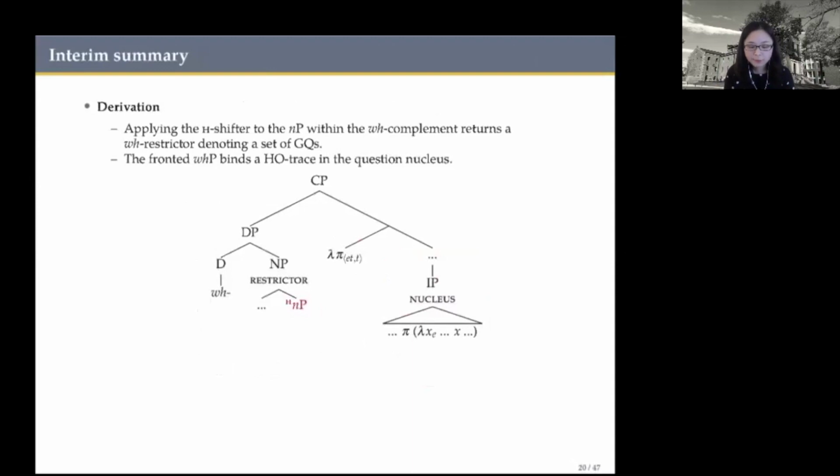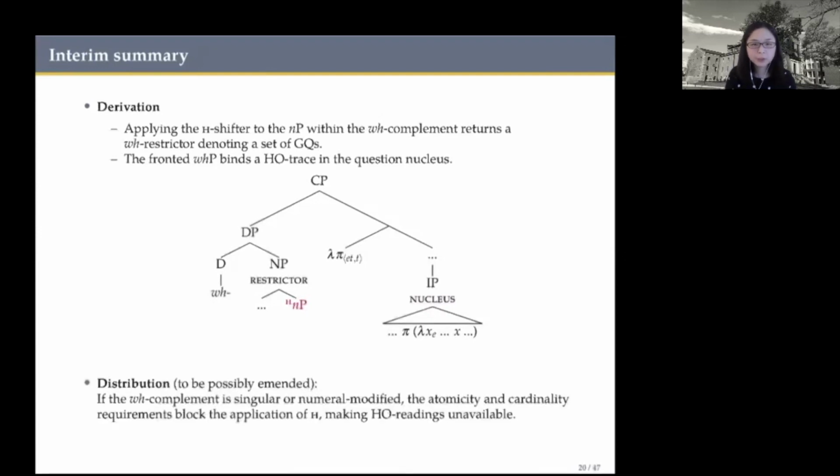So, summary for part B. The derivation says applying the edge shifter to the small np within Davidge complement returns a Davidge restrictor denoting set of generous quantifiers. The front Davidge phrase finds a high order trace inside the question nucleus. For the distribution, I argue that if the Davidge complement is singular or numeral modified, the atomicity and cardinality requirements of singular and card block the application of the edge shifter, making higher order readings unavailable.